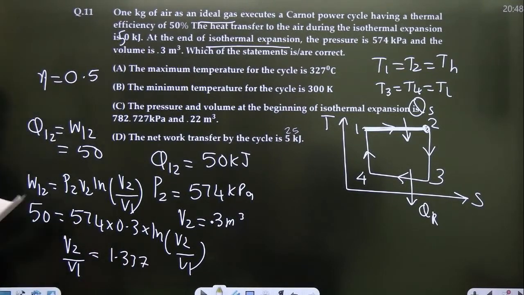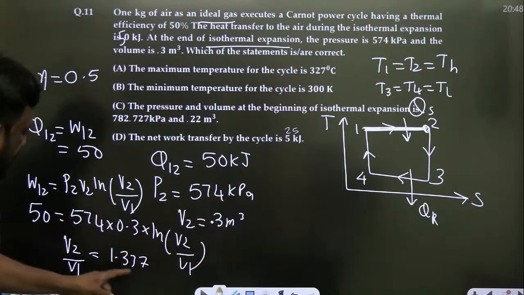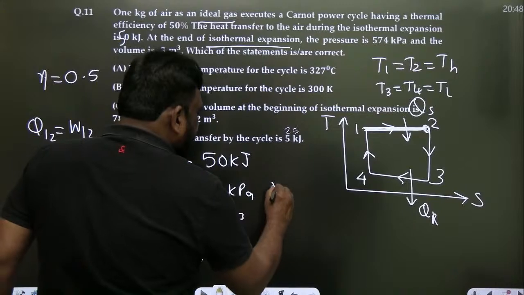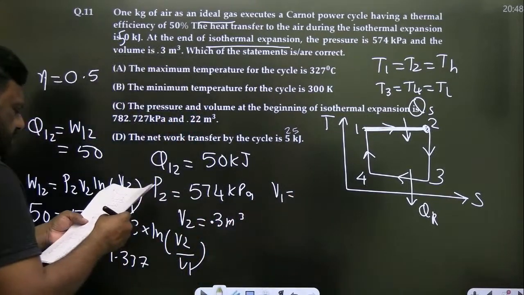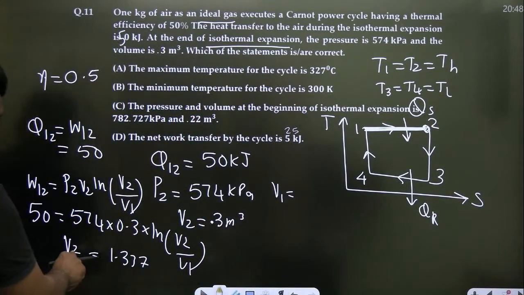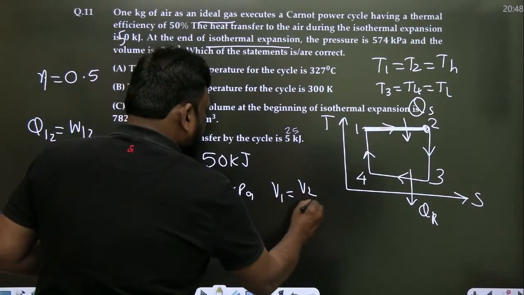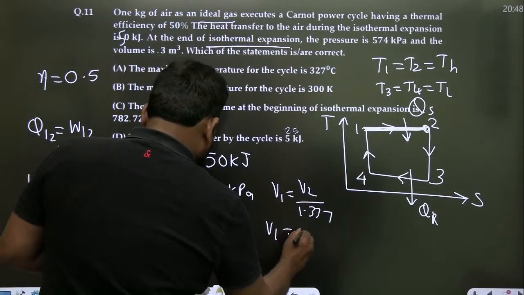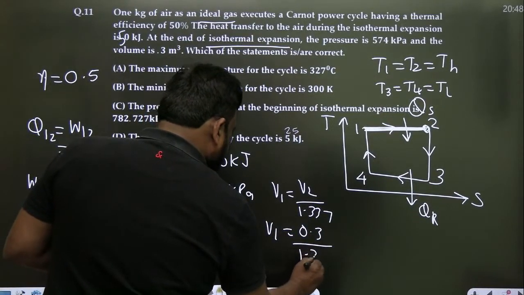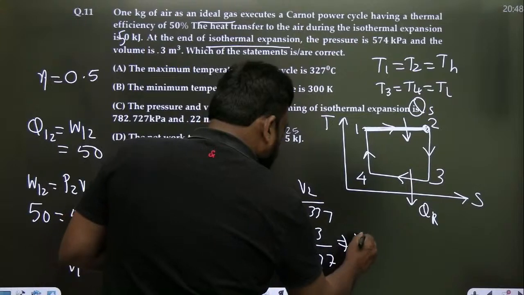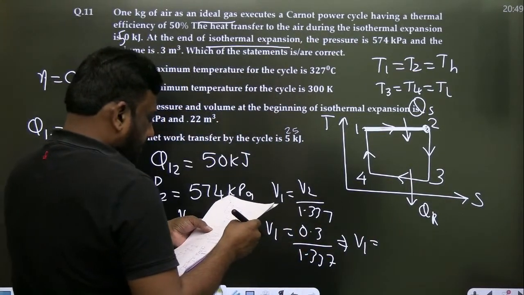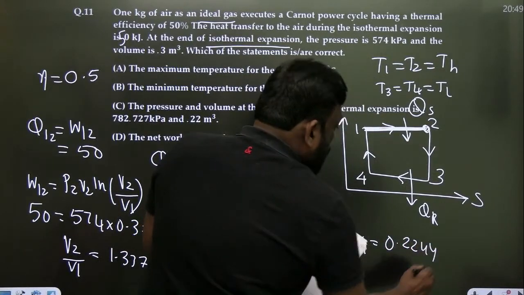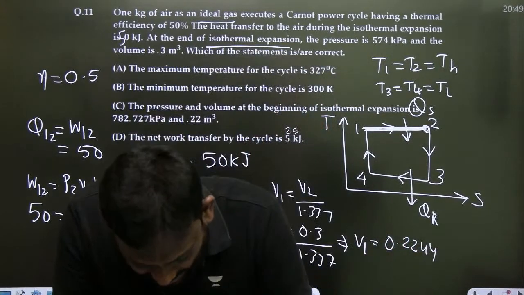अब एक बात. Already V2 is given. V2 is given as 0.3. Can I calculate V1? Yes sir. V1 is equal to V2 by 1.337. Correct sir. तो V1 is equal to 0.3 by 1.337. कितना आ रहा है सर V1? What is the value of V1? 0.2244. Now you may be wondering, सर ये क्या कर रहा है सर आप?